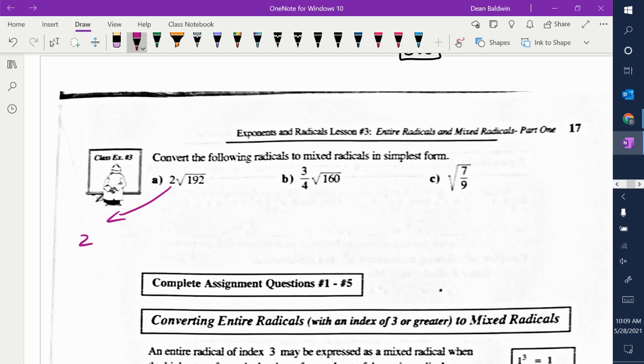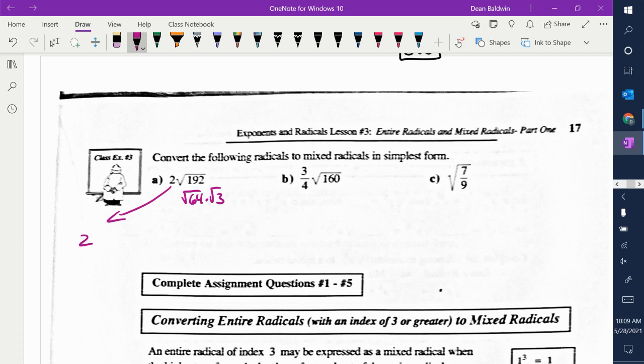Sorry? 64 and 3? Yeah? Okay. So that becomes, I'll write it right here, 64 times root 3.